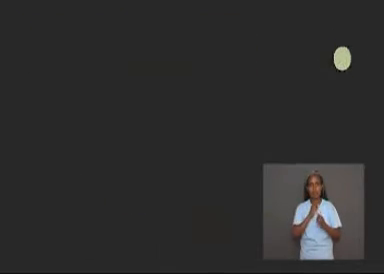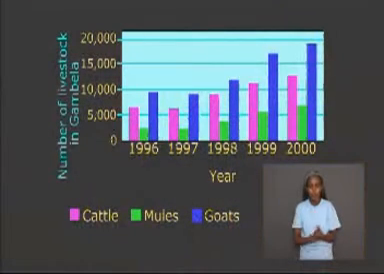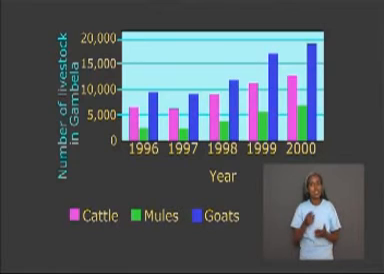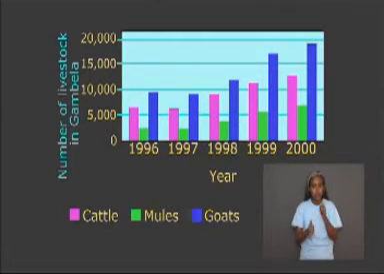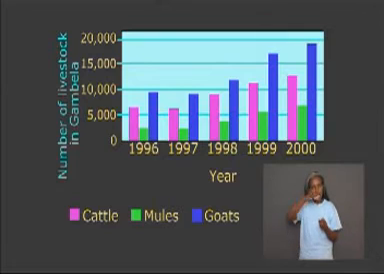Time's up. Let's get back to our lesson. Hello again, students. How did you do? You should be able to tell by looking at the graph that every bar is getting higher and higher each year, which means the number of livestock is increasing every year.